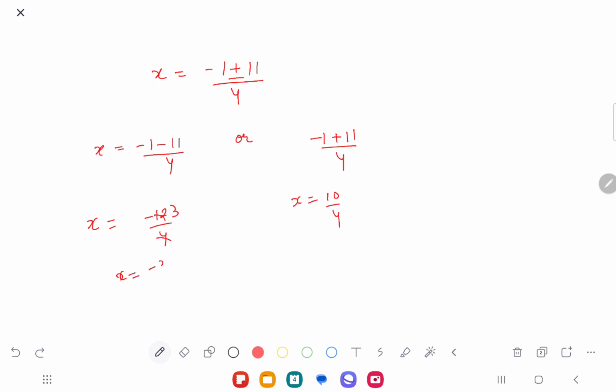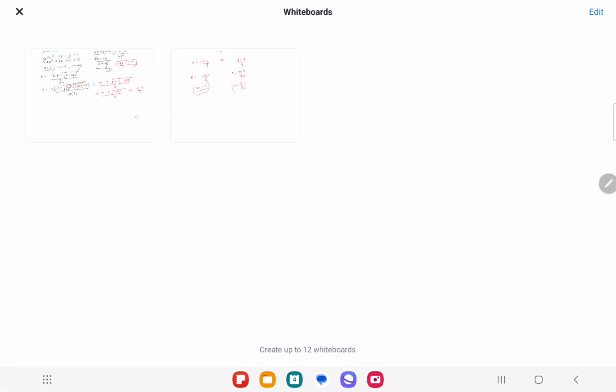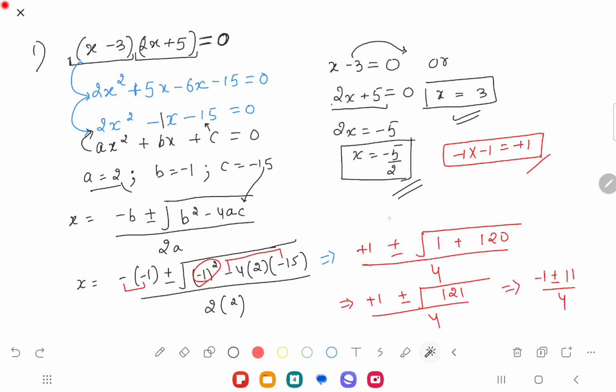So x is also coming out to be minus 3, and 2 times 2 and 2 times 5, so x is coming out to be 5 by 2. What I'm trying to explain here is that the two values of x that you're getting here are exactly the same. Either you follow the shortcut formula, which clearly tells you that this product is 0, and the moment it says that the product is 0, one of the brackets has to be 0.